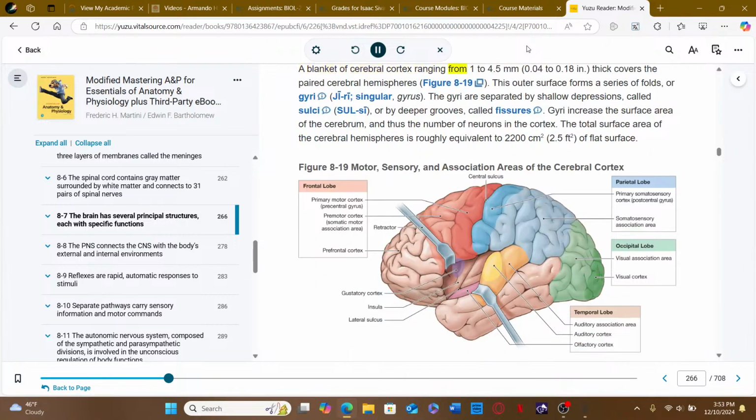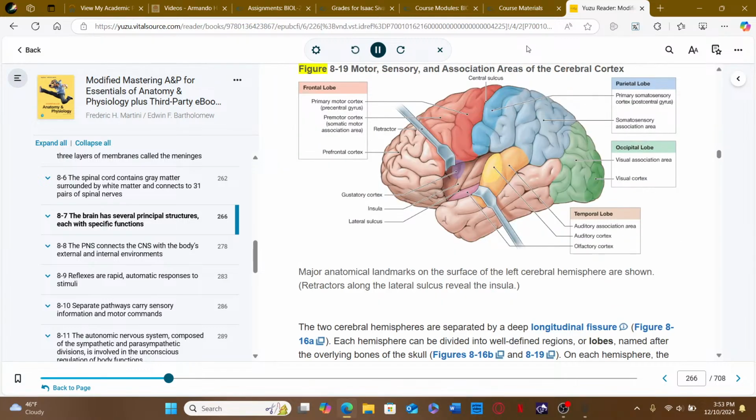A blanket of cerebral cortex, ranging from 1 to 4.5 millimeters (0.04 to 0.18 inches) thick, covers the paired cerebral hemispheres, Figure 8-19. This outer surface forms a series of folds, or gyri (singular, gyrus). The gyri are separated by shallow depressions called sulci, or by deeper grooves called fissures. Gyri increase the surface area of the cerebrum, and thus the number of neurons in the cortex. The total surface area of the cerebral hemispheres is roughly equivalent to 2,200 square centimeters (2.5 square feet) of flat surface.